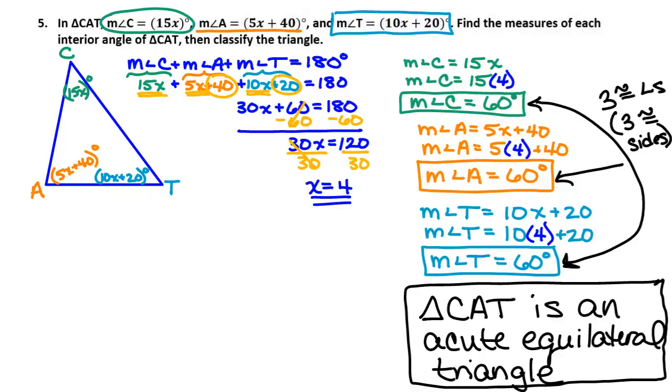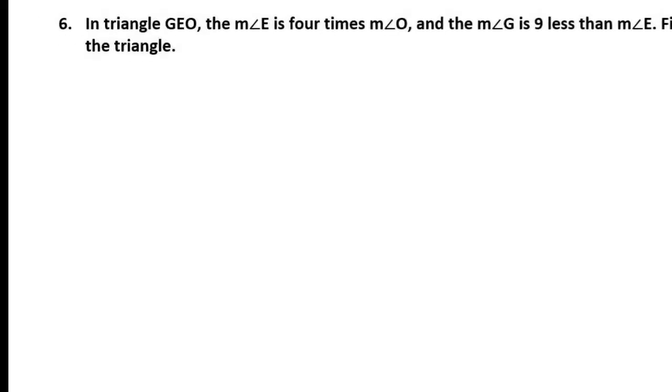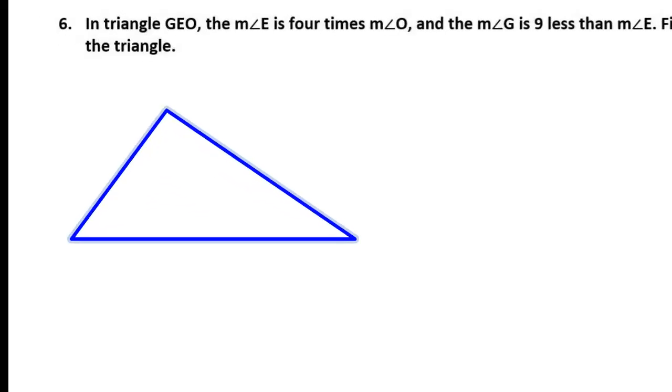Let's try another one that is just like that. Number 6, in triangle GEO, the measure of angle E is 4 times the measure of angle O, and the measure of angle G is 9 less than the measure of angle E. Find all angles and classify the triangle. So first thing I'm going to do is to just draw a triangle.